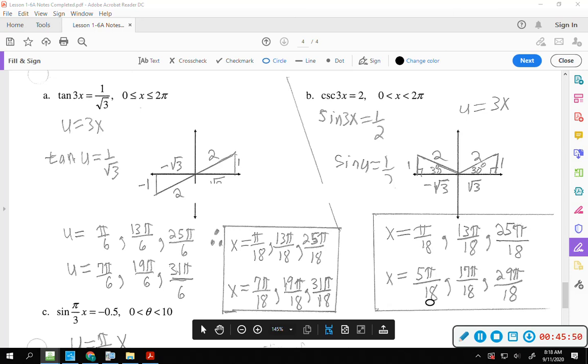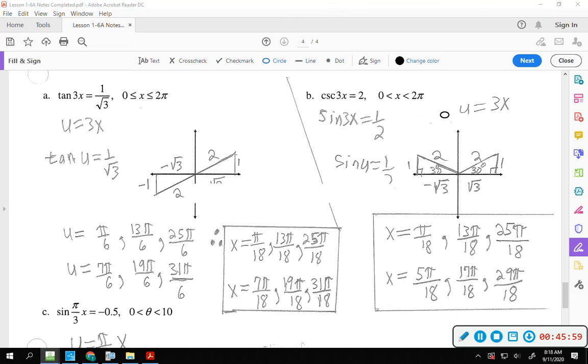Okay? And then what you can do instead is take the period, which was 2 pi. Instead of adding 2 pi, I've got to divide that by 3. So I'm going to add 2 pi over 3 each time. So pi over 18 plus 2 pi over 3 is 12 pi over 18. So I'm adding 12 pi over 18 each time to get from here to here, from here to here.